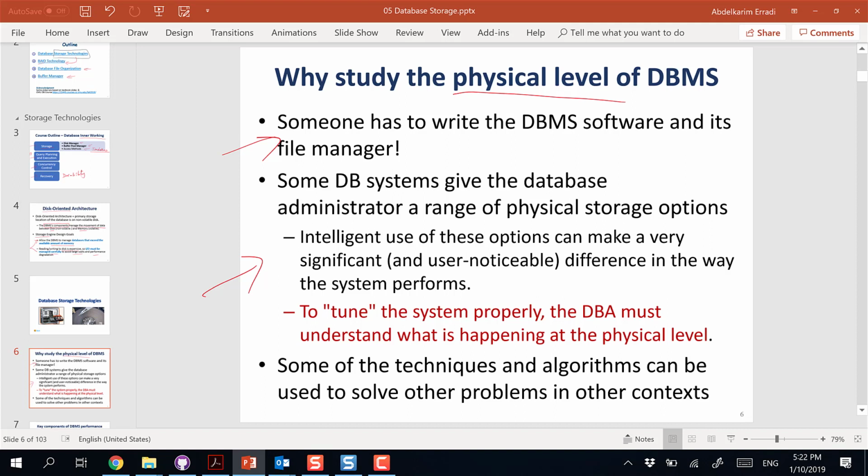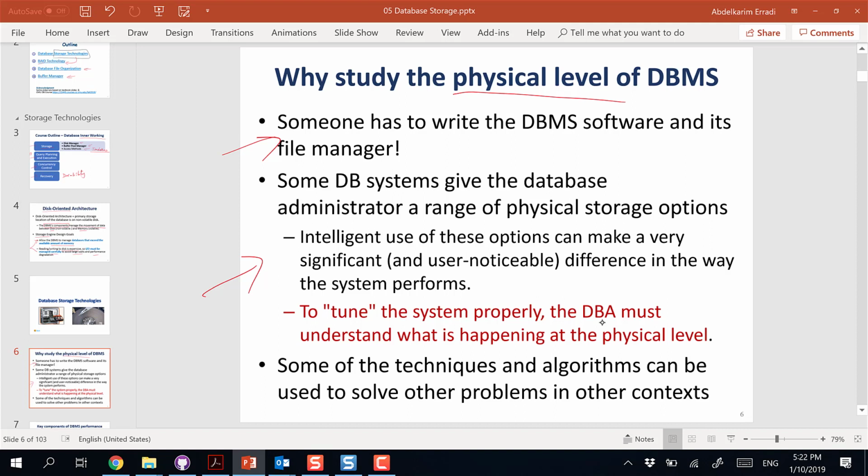The second reason, some databases give you different ways of physically storing the data. For example, some databases call themselves row-oriented storage versus column-oriented storage. Maybe you might come across this while doing your reviews. Some databases are column-oriented and others are row-oriented. How do I choose between these two storage models if I don't understand what they mean? So sometimes there are choices given to the database administrators, and they need to make an informed choice.